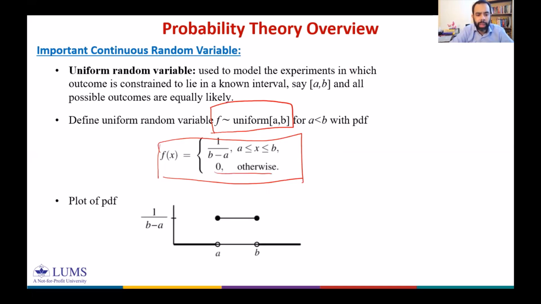So we can plot this PDF. When x is between A and B, you get 1 over B minus A. When x is less than A, PDF is 0. When x is greater than B, the PDF is 0. And obviously you can check that when you integrate from -infinity to infinity, it is equal to 1.